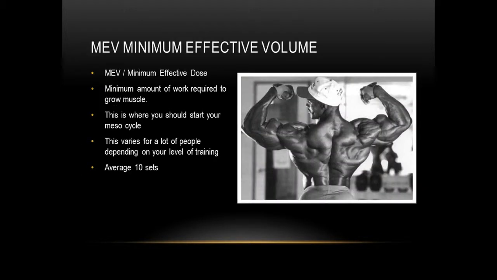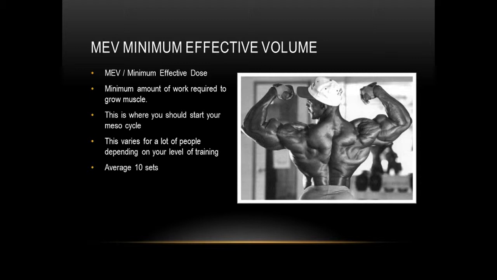Now, your minimum effective volume. This is the least amount of work required to grow muscle. When you're approaching your mesocycle, which is about 1 to 2 months of training, your first week of training should start at about 10 sets. Now, this is an average for most trained people. Of course, the minimum effective volume for an untrained person coming into the gym for the first time will be 1 set. If they do 1 set of push-ups, they will inevitably grow.